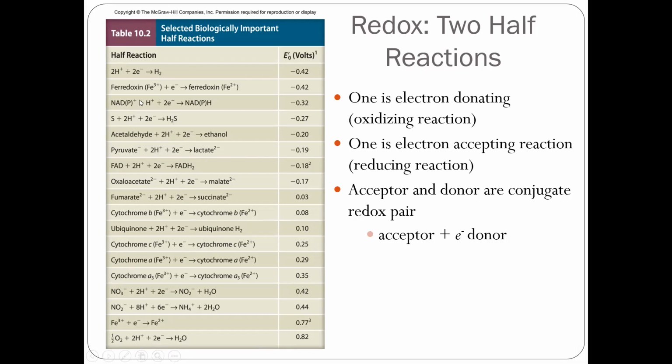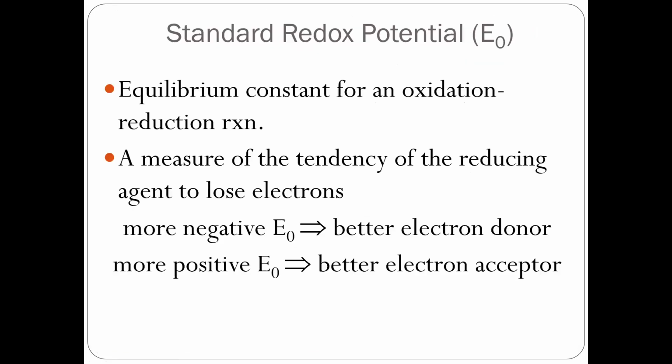Because you can see NAD, the volts value is very negative, minus 0.3, and oxygen is very positive, 0.82. So NAD always tends to be a good electron donor, and oxygen is an electron acceptor. That is why oxygen is always the last component of the electron transport chain if it's aerobic respiration. Okay, so that's called a two-half reaction.